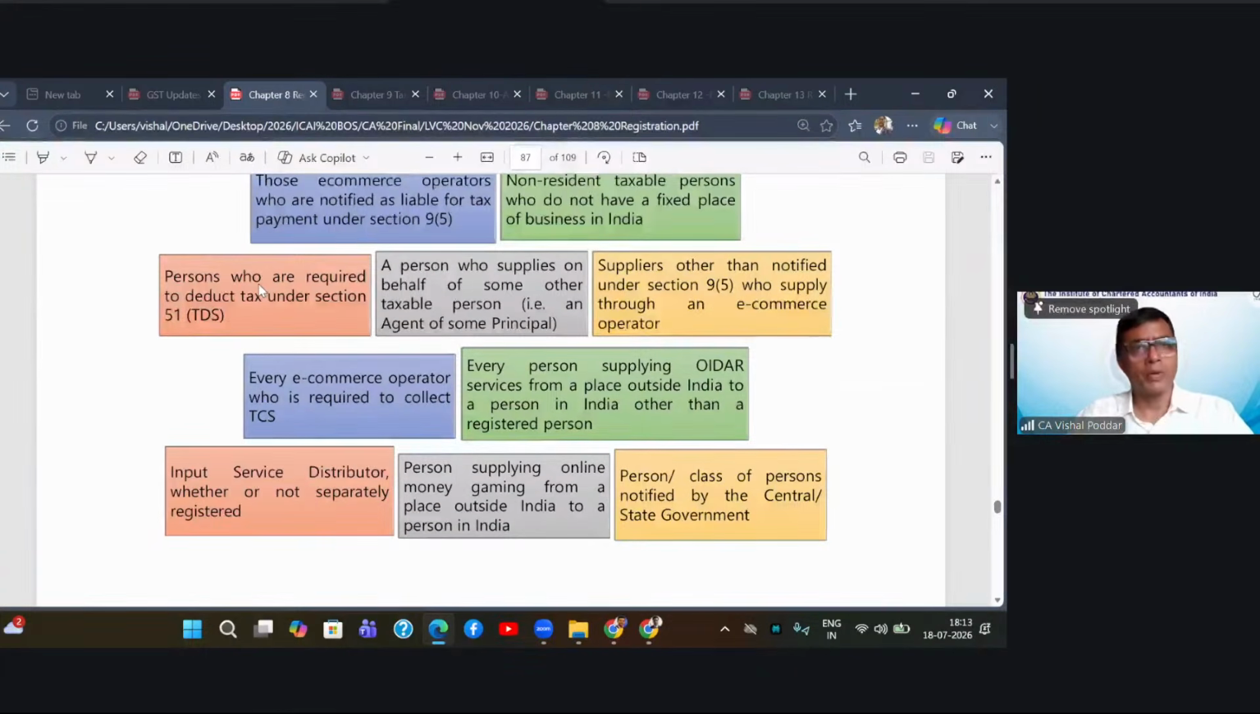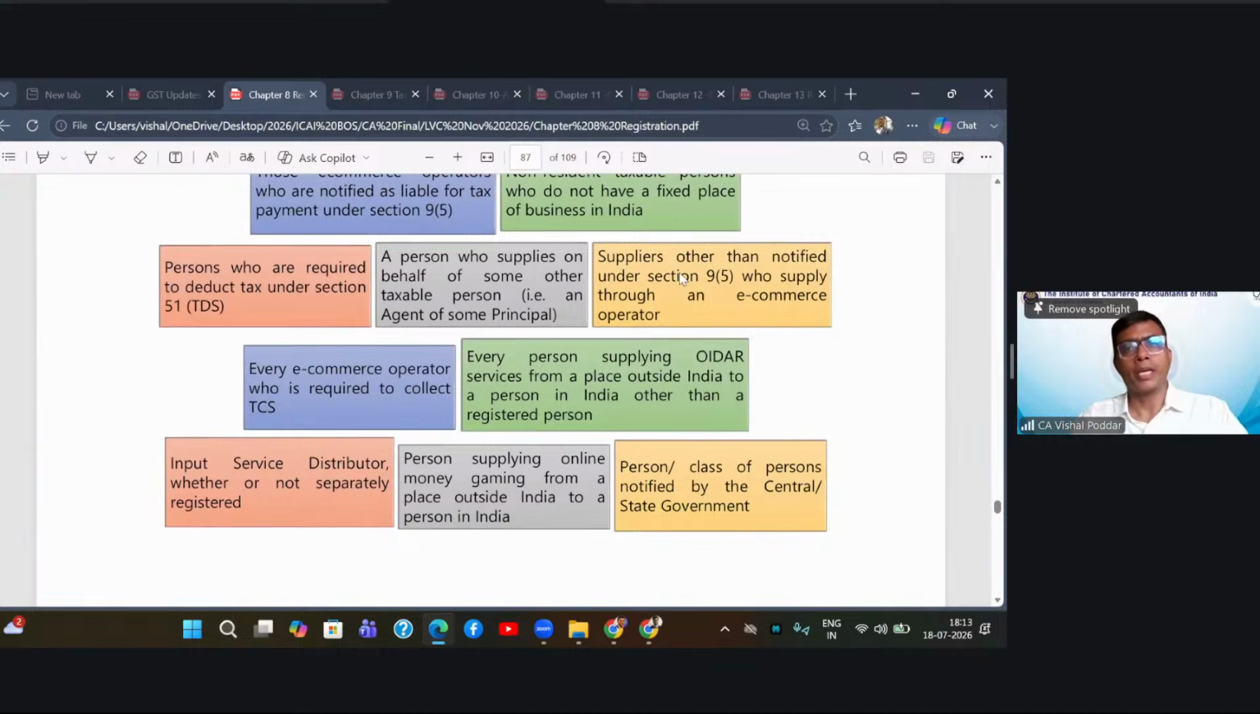Similarly, government entities where they are liable or required to deduct tax under section 51. Then a person who supplies on behalf of some other taxable person, that is an agent, when acting for some principal. Then suppliers other than those notified under 9(5) who supply through an e-commerce operator.